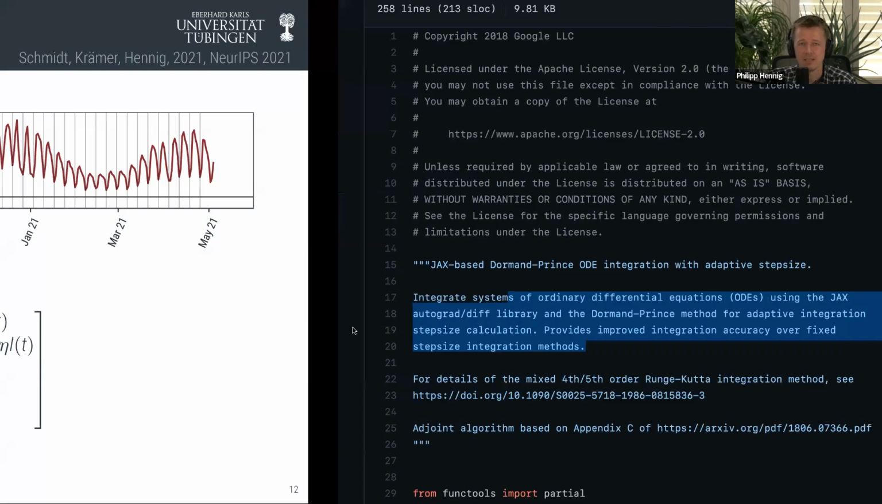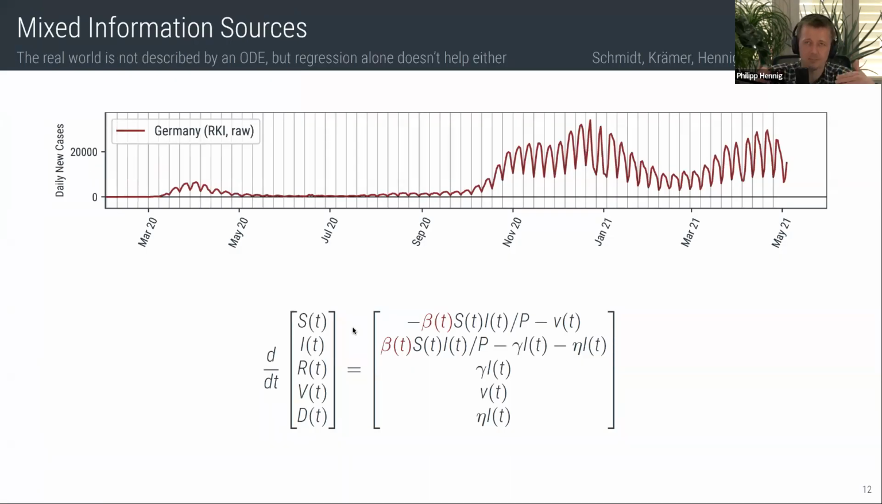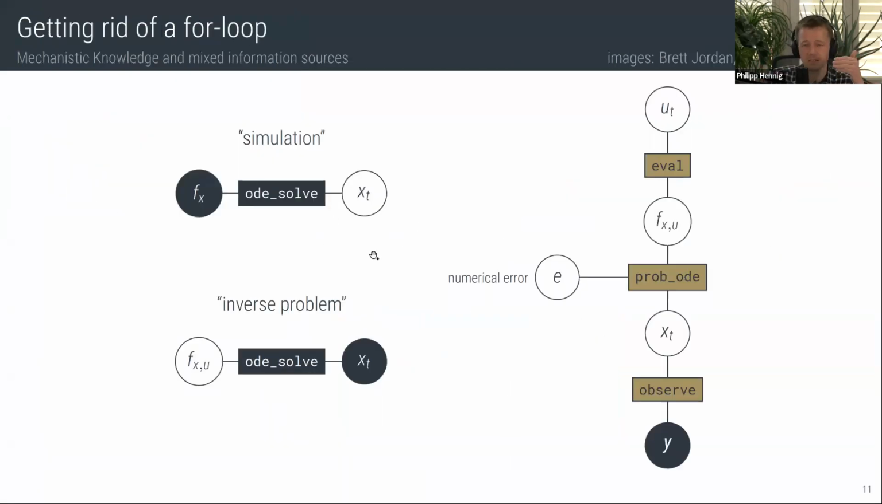And so what is that? It's not actually a filter, but it has this property that it's a for loop. It starts from the beginning and then loops forward. So what this does is build a double for loop. It does an outer for loop over the ODE solver, and the ODE solver is itself a for loop, right?